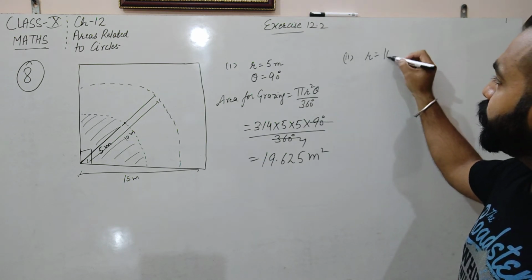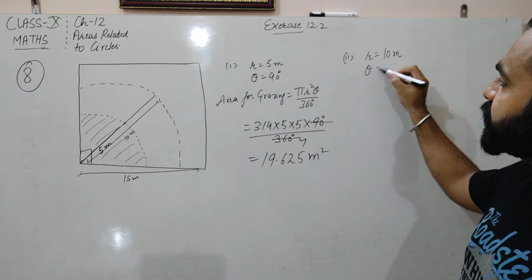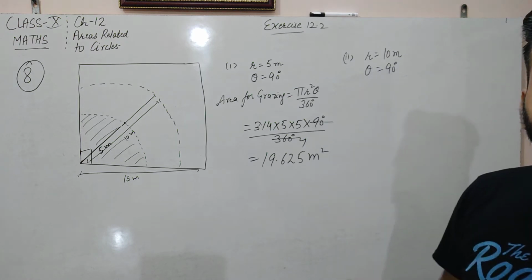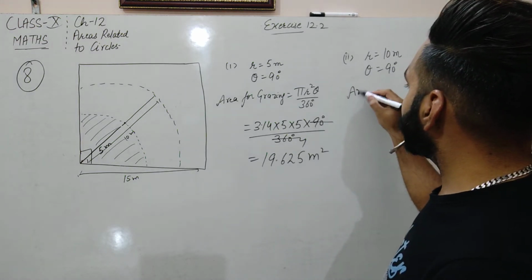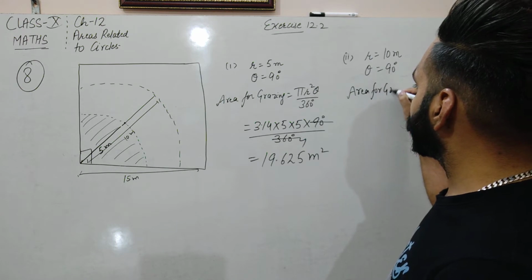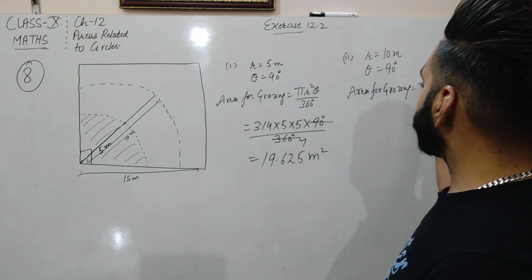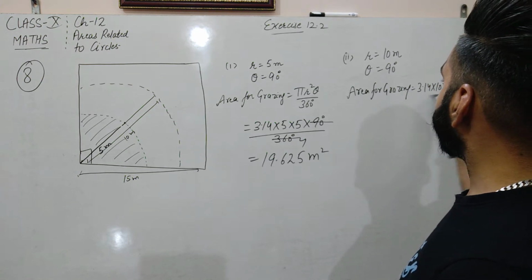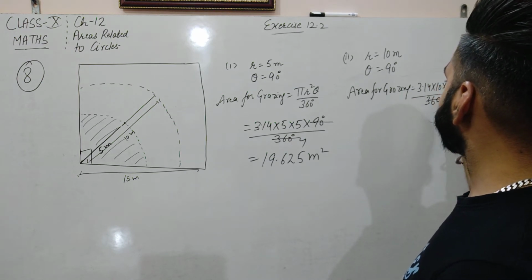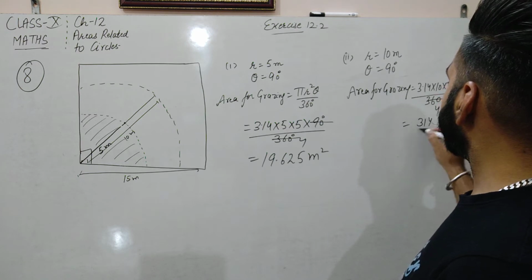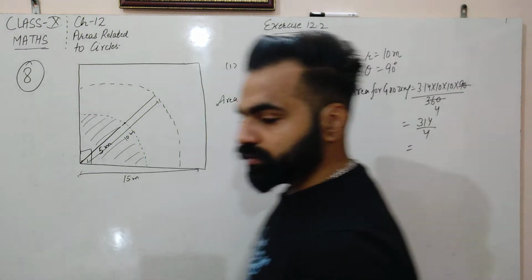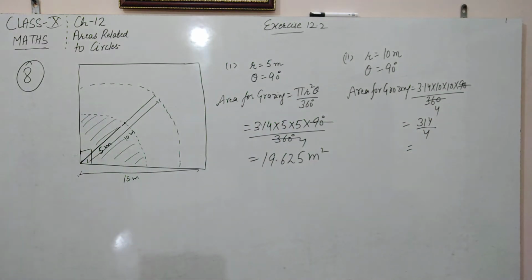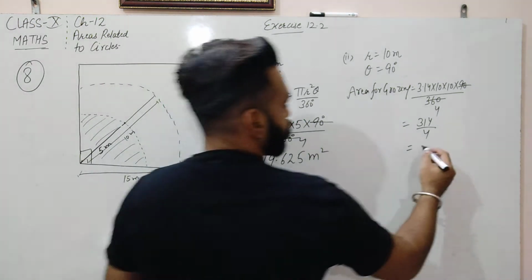So in the second part, now radius is equal to 10 meter, theta is equal to 90, theta will remain the same. So area for grazing will be 3.14 into 10 into 10, theta is 90 divided by 360. So this will be 314 by 4. On simplifying, the answer will be equal to 78.5 meter square.